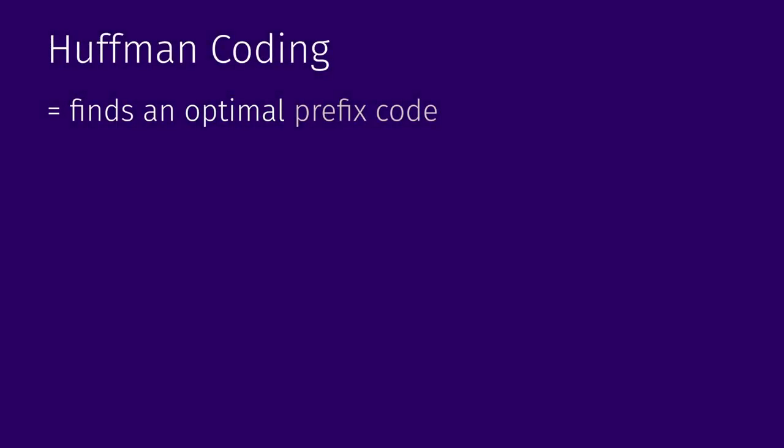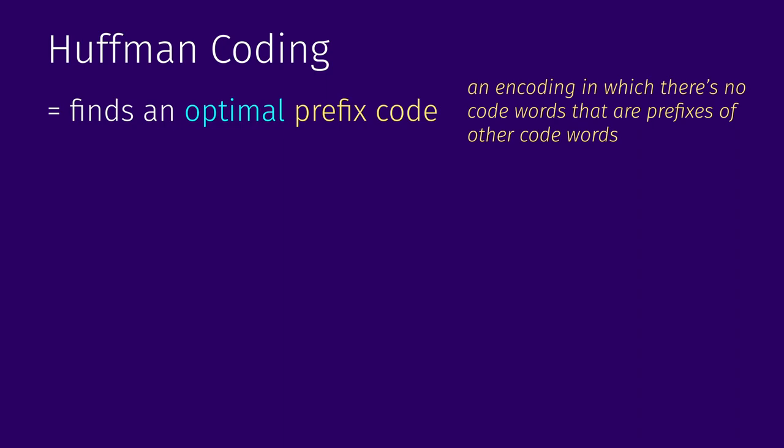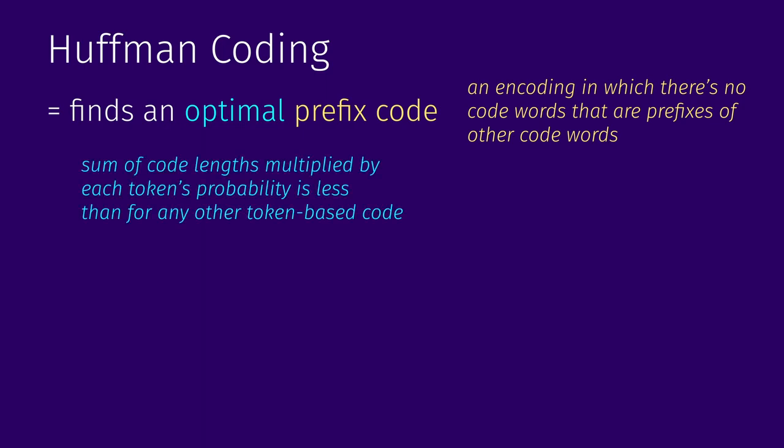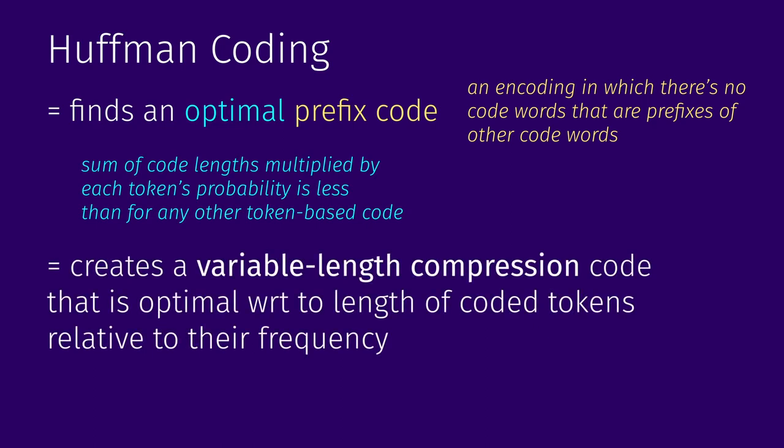Huffman coding is an algorithm that finds an optimal prefix code. Now, what does that mean? A prefix code is an encoding in which there are no code words that are prefixes of other code words. In other words, this allows you to build a variable size encoding, and you can safely write it out and read it without storing the lengths of each code, because no code will be a prefix of another code. What does optimal mean? Optimal means that the sum of code lengths multiplied by each token's probability is less than for any other token-based code. To summarize, Huffman coding creates a variable length compression code that is optimal with respect to the length of coded tokens relative to their frequency. Frequent tokens will take fewer bits.